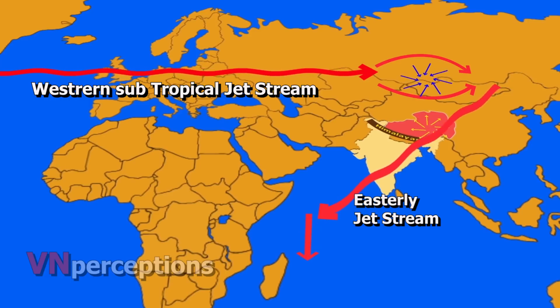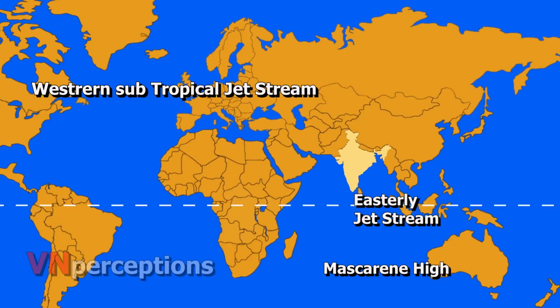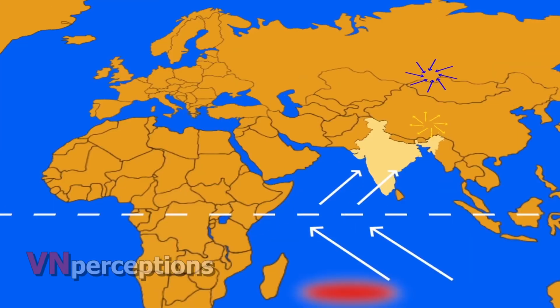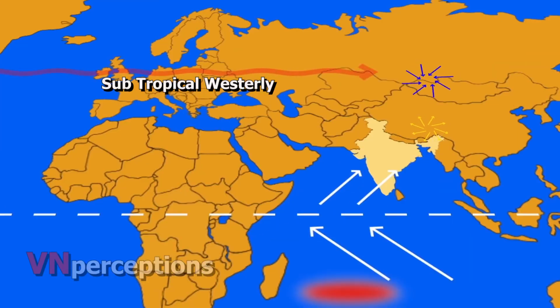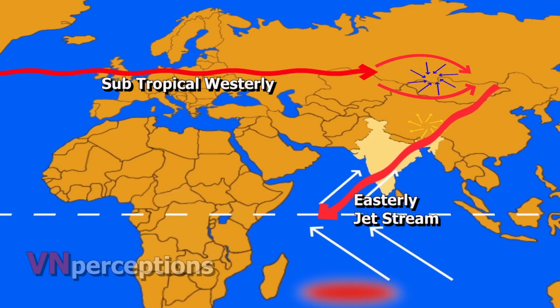The air finally descends over Mascarene High and strengthens the pressure cells. So, when we talk about low level winds, they originate from Mascarene High, move from southeast to northwest, and after crossing the equator, they start moving southwest to northeast and bring rain over most parts of India. On the other hand, when we talk about upper air circulation, the subtropical westerlies move over north of India at the Tibetan Plateau. They weaken due to the presence of high pressure and move ahead in the form of easterly jet streams and power the regions of Mascarene High.